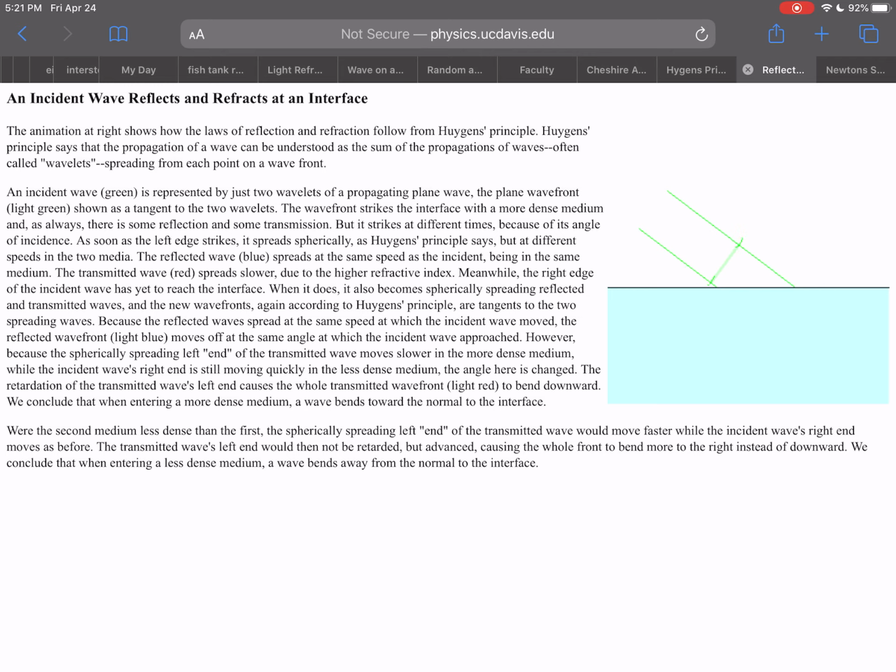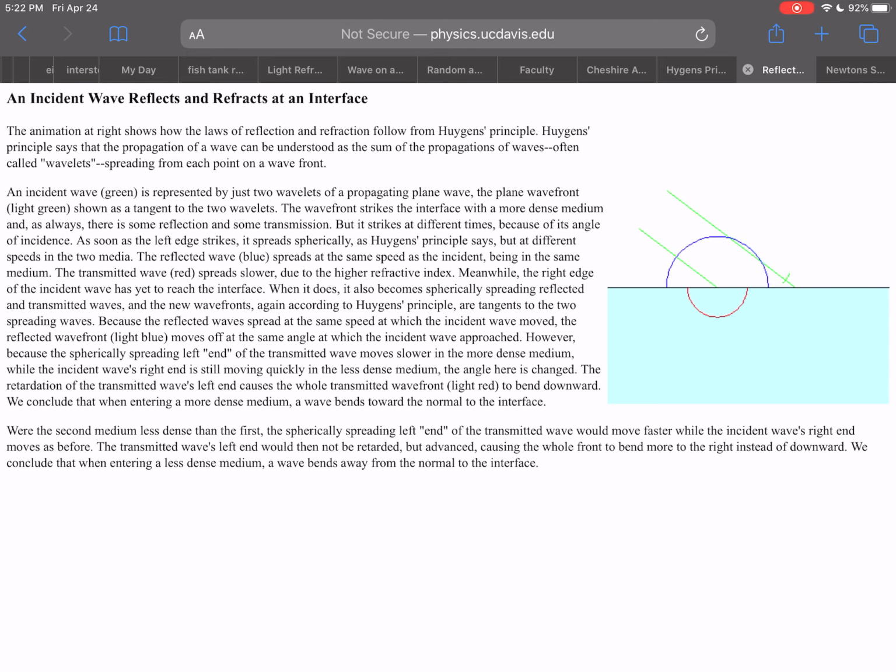You'll notice that instead of showing all of Huygens' principle's semicircles, so instead of showing the outward propagation of the wave via point sources on every point along the wavefront, we just use the two endpoints, okay? And then we connect them to see where that wavefront is.